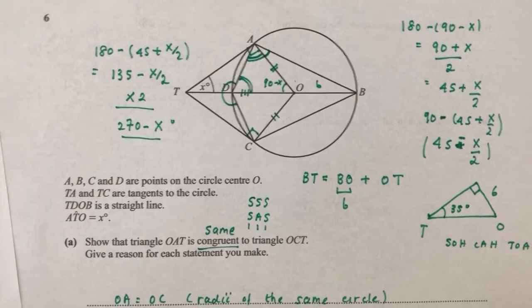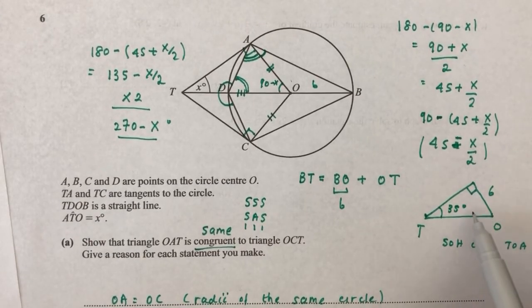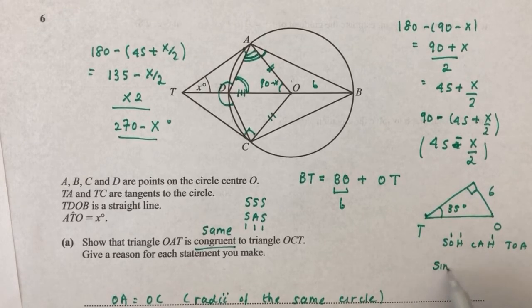SOHCAHTOA. So we are trying to find the hypotenuse, and we know the opposite side. So we have to use sine. So sine of 35 is 6 over OT.